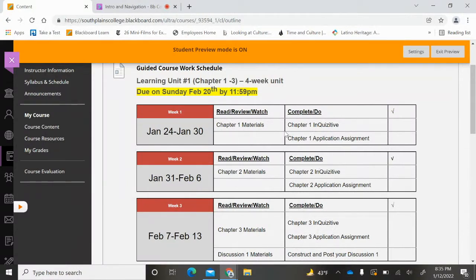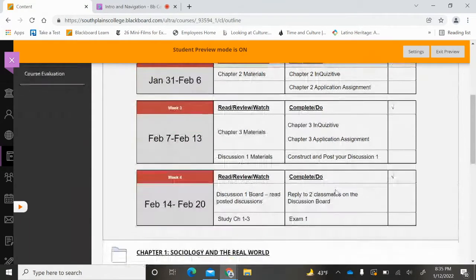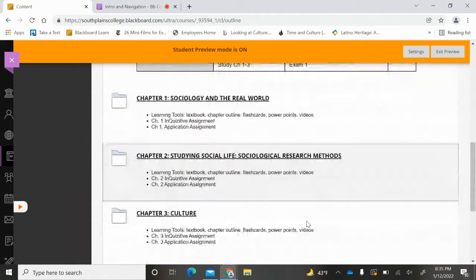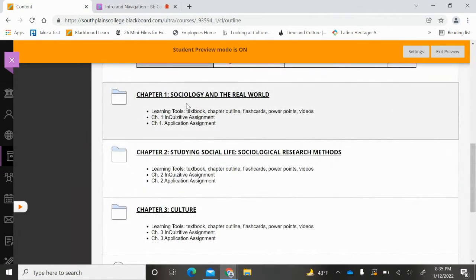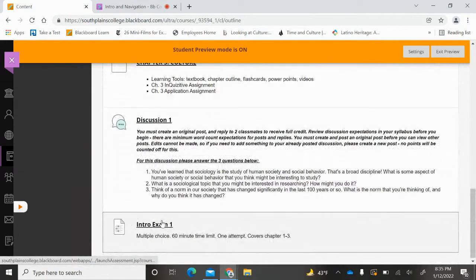So week 1, you should be looking over chapter 1 and you should complete the small assignments that go with it. Week 2, chapter 2, week 3, chapter 3, and then discussion, post to the board. Last week of the learning unit, reply to people on the discussion board and study and take that exam. It helps you guide yourself with a good pace so you don't get overwhelmed and you don't wait until the last minute. All right. And then as you can see, you have chapter folders 1, 2, and 3. And you have a discussion right here, and then you have your intro exam.